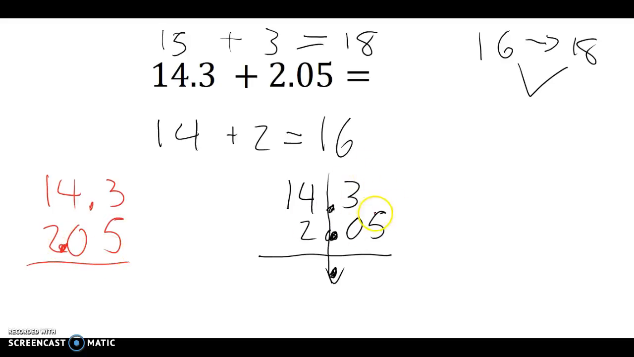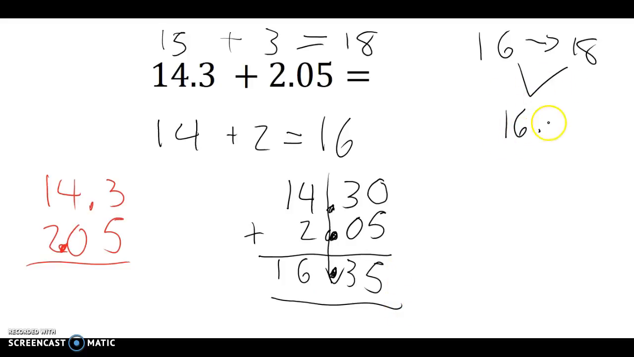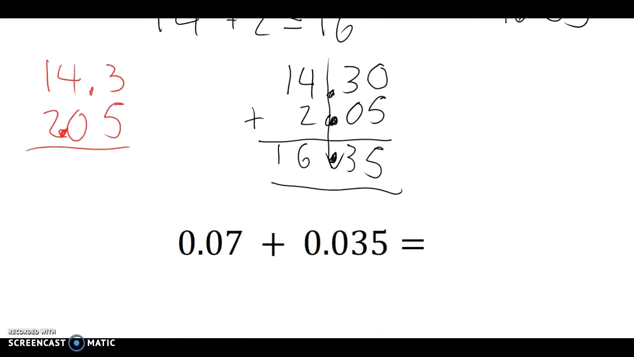Okay, so let's add here. Now, one of the things I need to do is I need to fill in this empty place right here with a 0. I can add as many zeros as I'd like, but I'm going to fill in that empty place with a 0. Now I'm going to add 0 plus 5 is 5. 3 plus 0 is 3. 4 plus 2 is 6, and then I've got a 1. Okay, and I can see that this is 16.35, which is reasonable because it's between my range estimate up top there. All right, one more quick example.